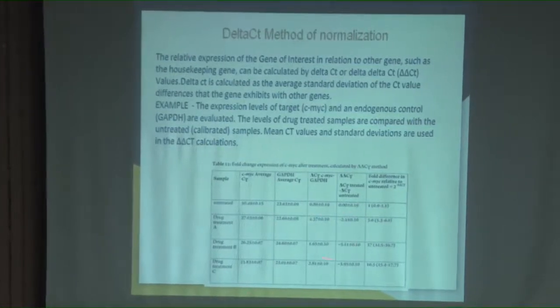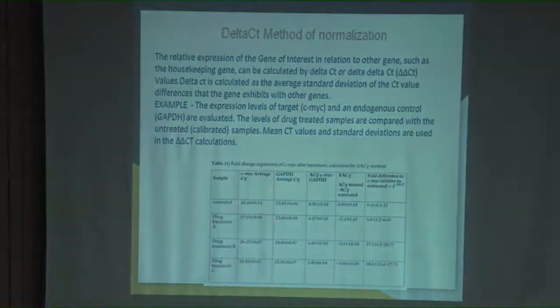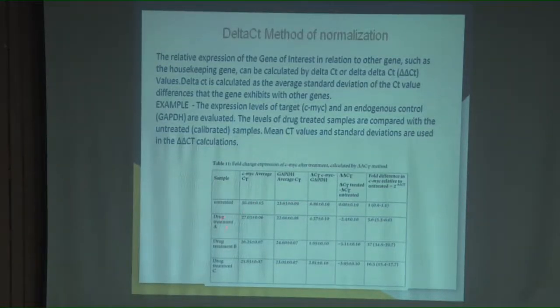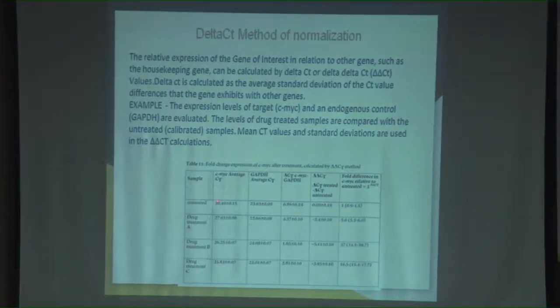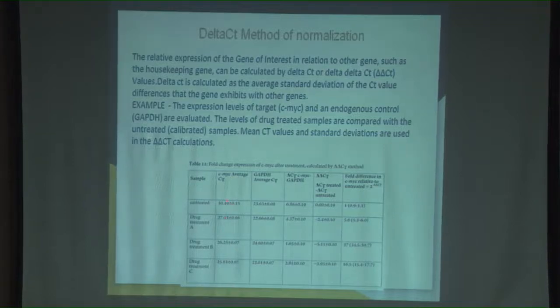In this example, suppose in an experiment we are trying to find out the effect of drug treatment on a particular gene, CMYC. So, I have 4 samples: untreated, treatment A, treatment B, treatment C. I have calculated the CT value. So, these are my 4 tubes. Control means untreated: tube 1, tube 2, tube 3, tube 4.